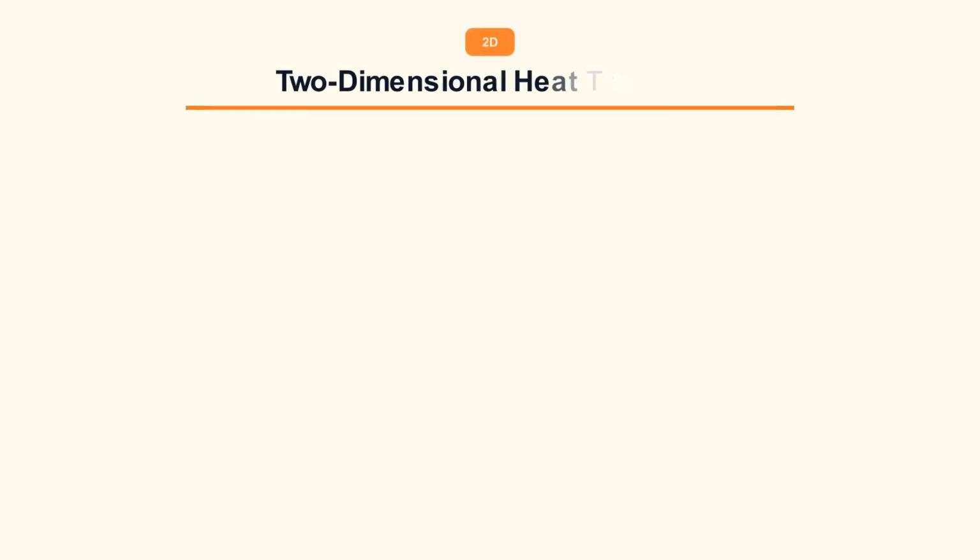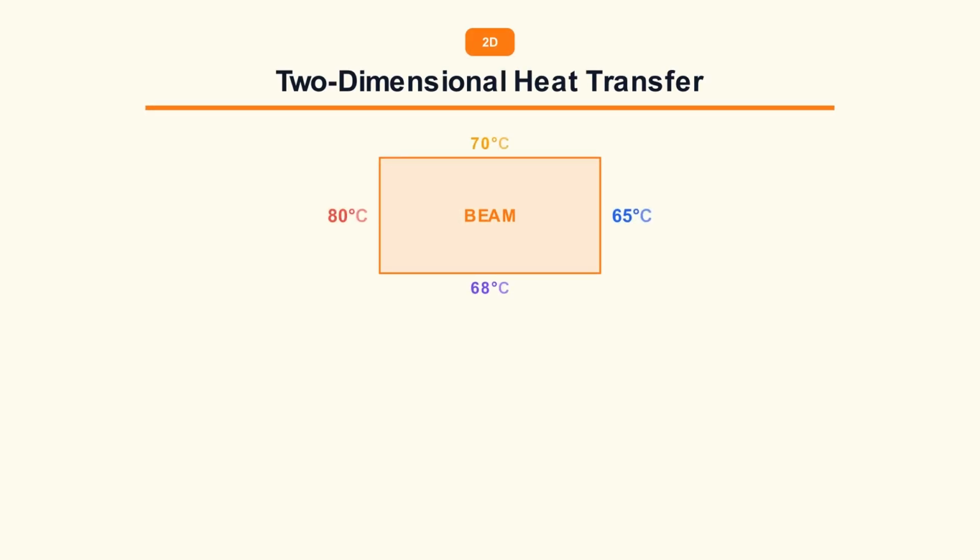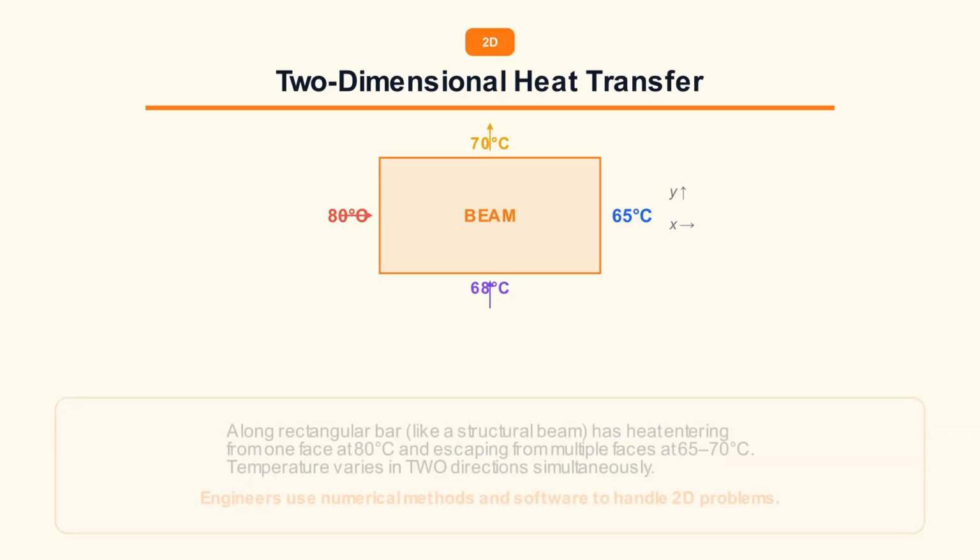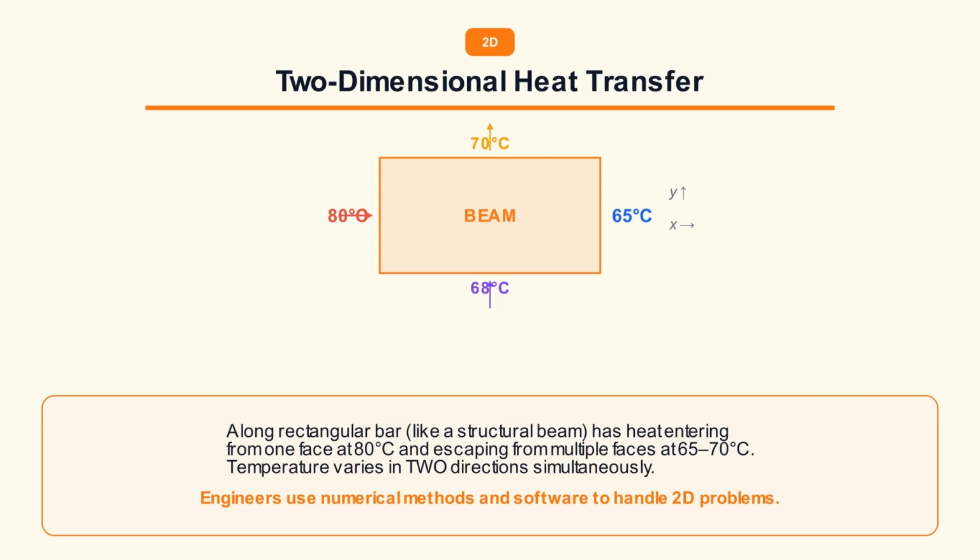Now imagine a long rectangular bar, like a structural beam, where heat enters from one face at 80 degrees Celsius and escapes from multiple faces at 65 to 70 degrees Celsius. Here, temperature varies in 2 directions simultaneously. This is two-dimensional conduction. It's more complex, but engineers use numerical methods and software to handle it.